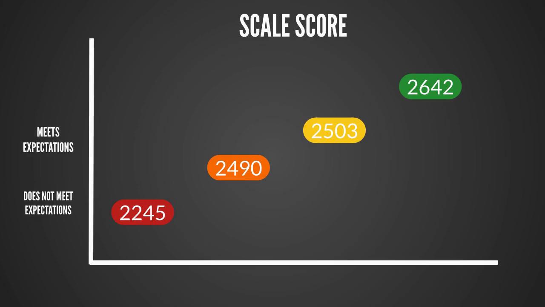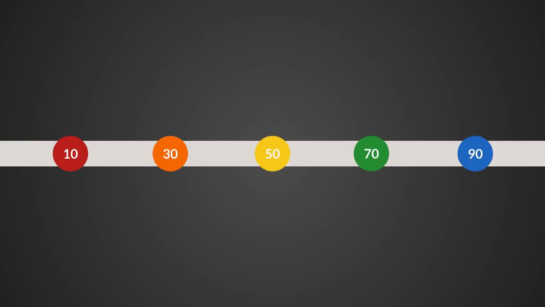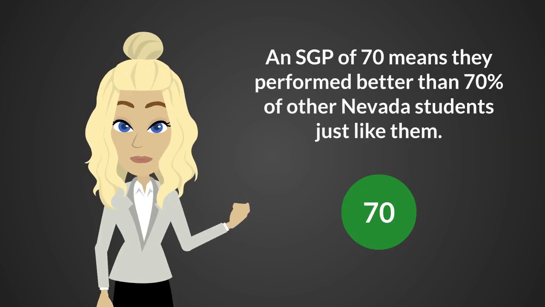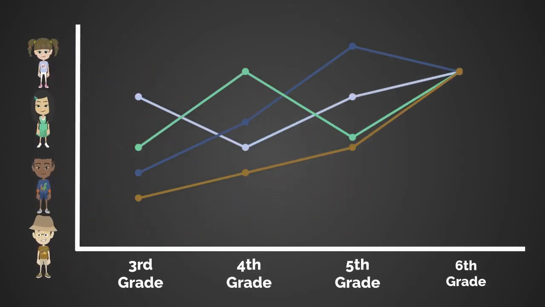While these achievement scores provide a snapshot of whether or not students are meeting or exceeding grade level expectations at a single point in time, SGPs show us how much a student is growing from year to year. Each year, every student's growth is compared to other Nevada students with similar past test scores from the year prior. This comparison is then expressed as a percentile. For example, if a student has a growth percentile of 70, it means they performed better than 70% of students with similar score histories. SGPs are useful because they provide a more individualized picture of student progress.